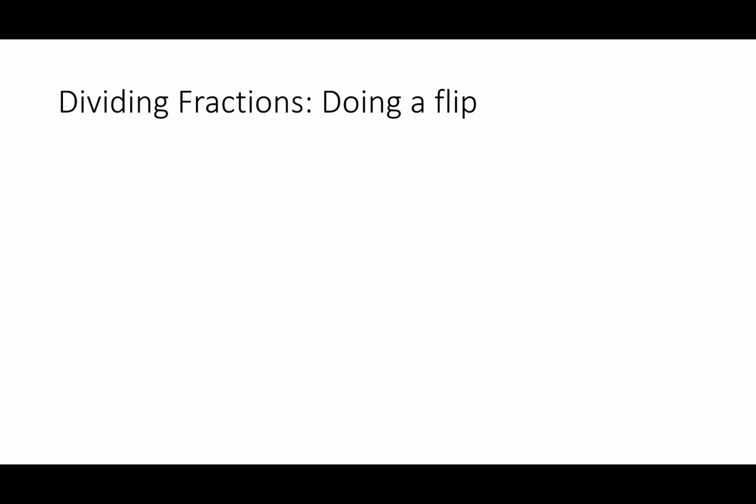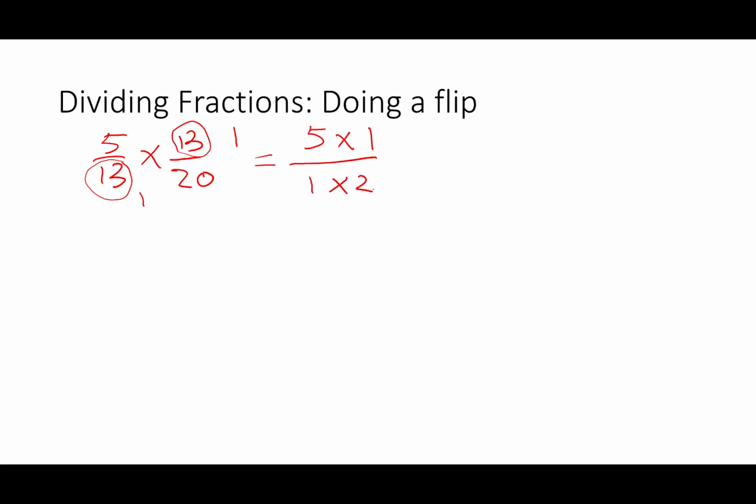So let's have a look here. If we have 5 over 13 multiplied by 13 over 20. Now in this case, we can see that the numerator of one fraction can be reduced with the denominator of the other fraction, right? So both of these can be divided by 13, and you will get 1 and 1. So in this case, effectively we have 5 times 1 over 1 times 20.